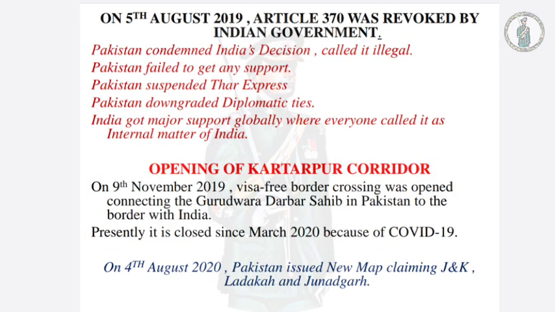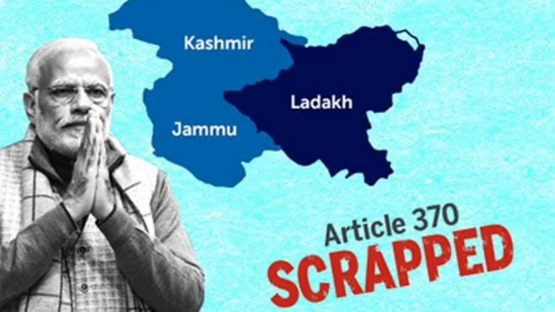Then on 5th of August 2019, Article 370 was revoked by the Indian government when the state of Jammu and Kashmir was bifurcated into the union territories of Ladakh and Jammu.